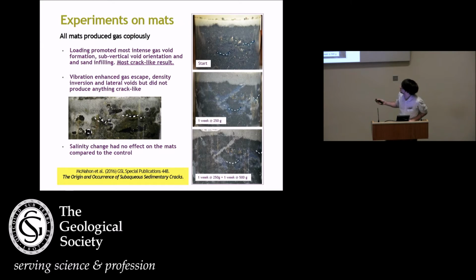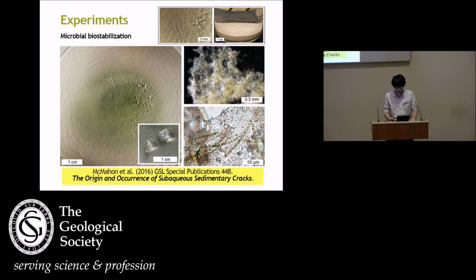Vibration, by the way, didn't do very much except cause density inversion. It did open some lateral voids, but nothing that really looked very crack-like. And salinity didn't seem to do anything in particular to the mat. But then, just serendipitously, a jar of kaolinite that was standing around in the lab turned out to be contaminated with cyanobacteria. So I'm not taking any credit here for this discovery. It's really the bacteria that did it.